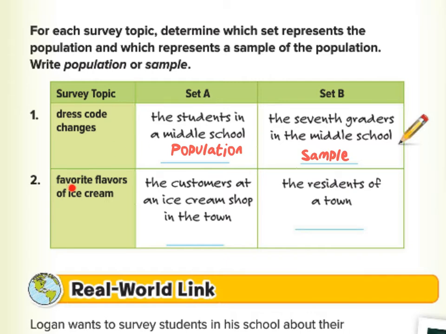Okay, favorite flavors of ice cream. The customers at an ice cream shop in the town, the residents of the town. So imagine we ask the entire residents of the town. Let's say this town could have 100,000 people. Or we could just ask the customers that are in the ice cream shop that day. And what we get from here could represent what the town likes. You see? So you can see how this one would be the sample and this one would be the entire population, correct?